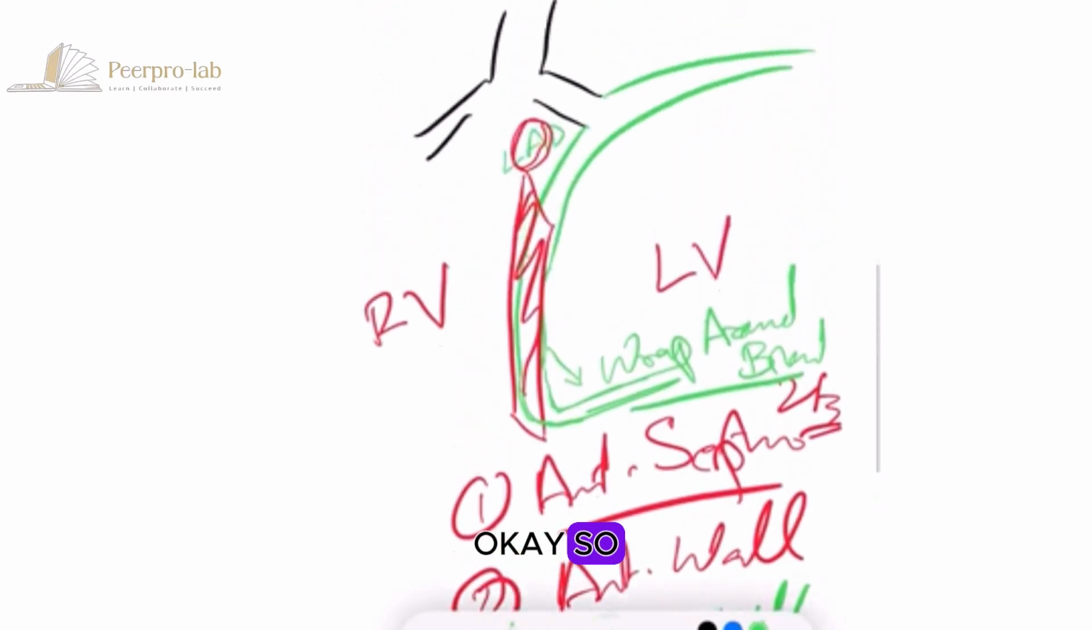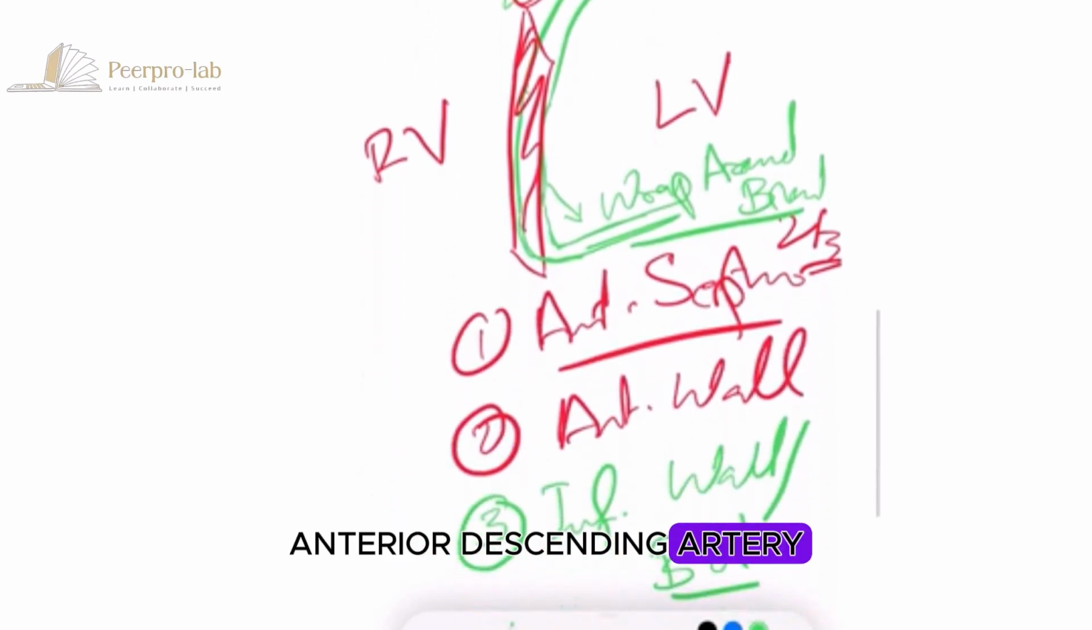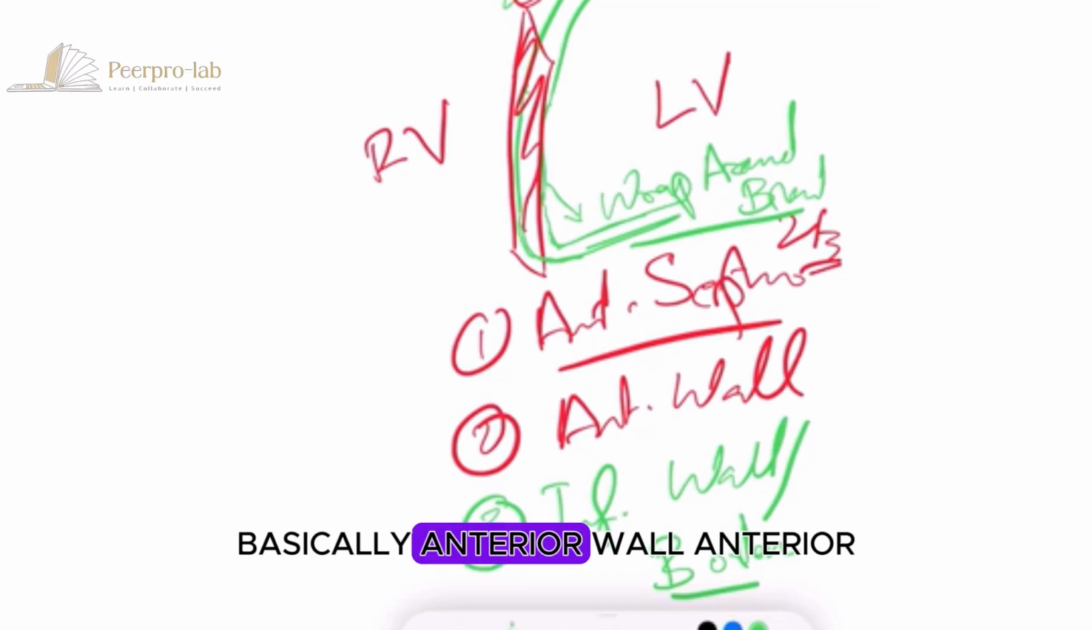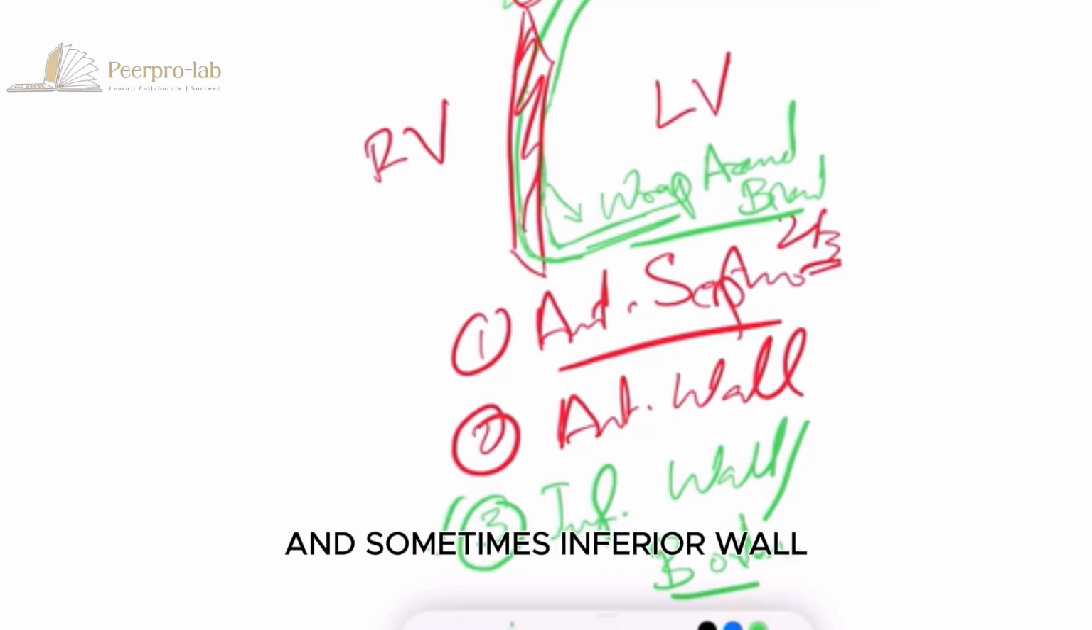Okay. So what are the structures supplied by the left anterior descending artery? Basically the anterior wall, the anterior portion of the septum, and sometimes the inferior wall and border.